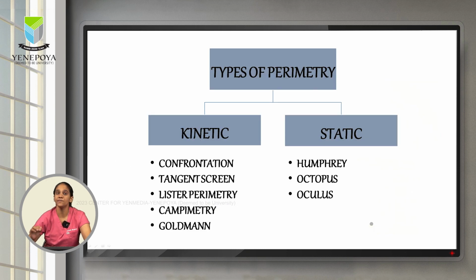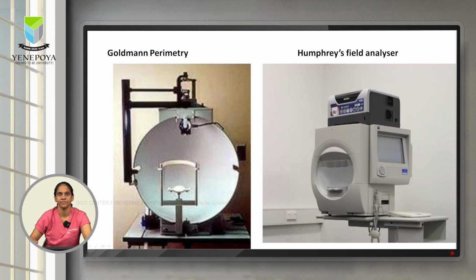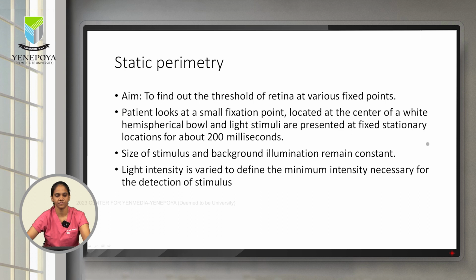So, types of perimetry. When we talk about kinetic perimetry, we have confrontation tests, the one that I said that we do at the bedside. Then we have the tangent screen, Lister's perimetry, campimetry and Goldmann's perimetry. And in static, we have Humphrey, Octopus and Oculus. Humphrey's field analyzer is what we use right now.